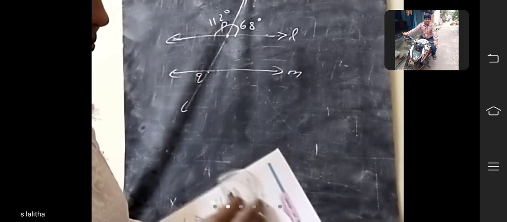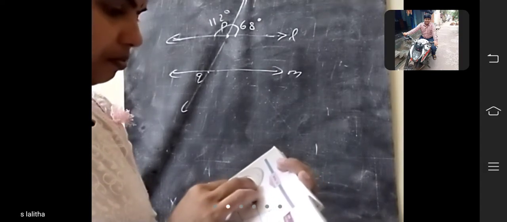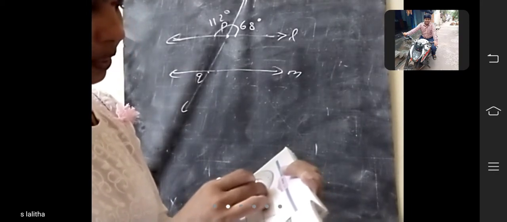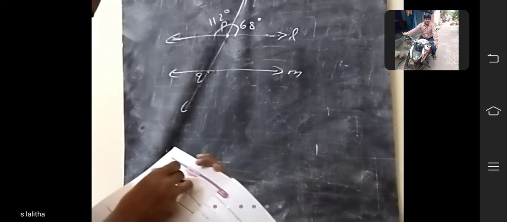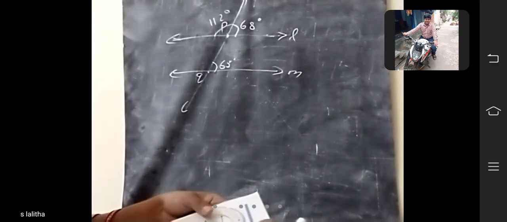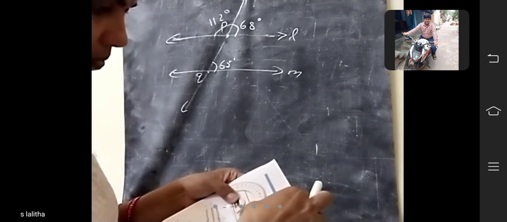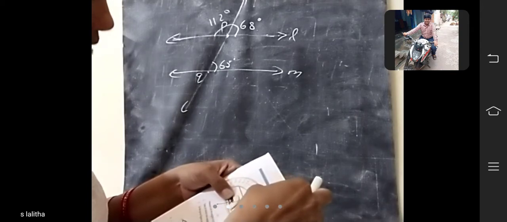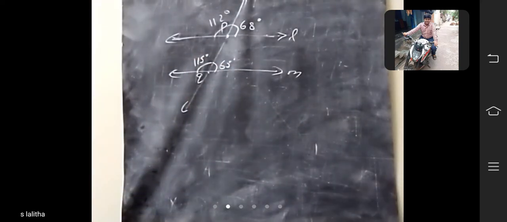At Q, find it. How much will it get? 65 degrees you will get. 65 degrees. And next this side, 115 degrees. 115 degrees you will get. Okay.